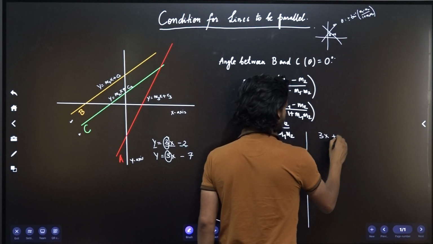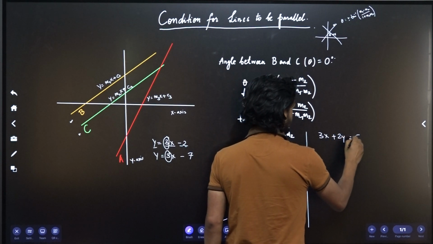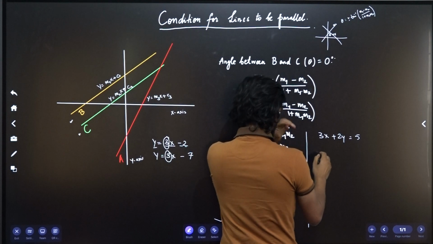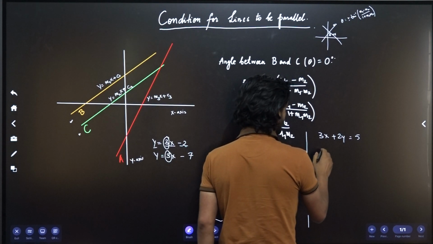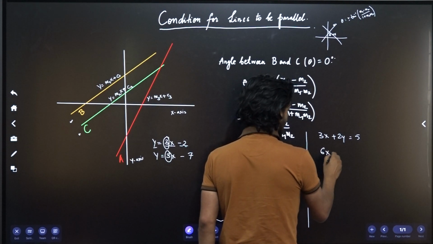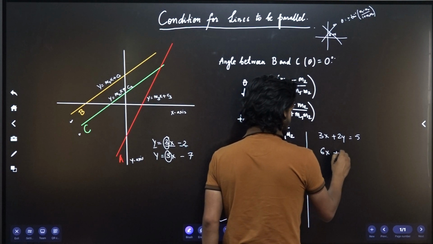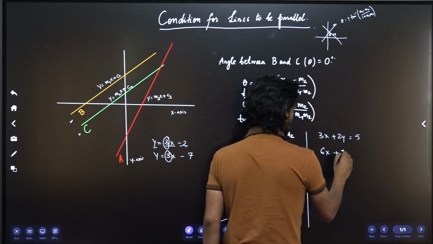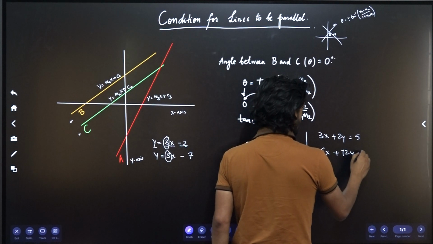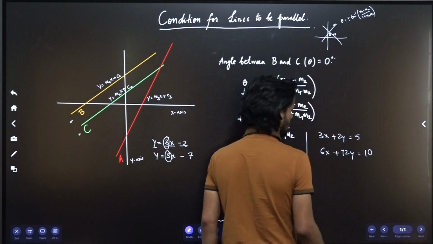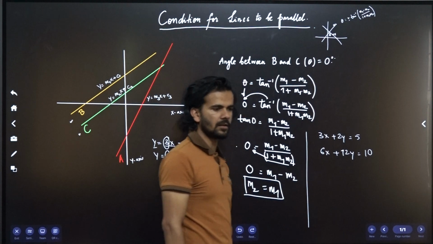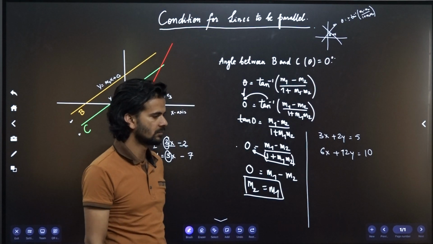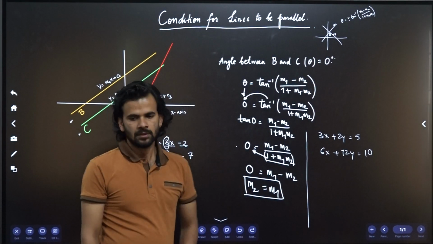For example, if I give you another question: 3x plus 2y equals 5, and another one, 6x plus 12y equals 10. Are they parallel or not? They are not, because the slopes are different.